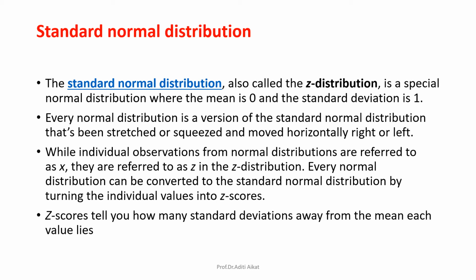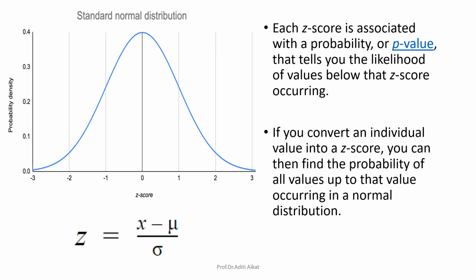While individual observations from normal distributions are referred to as X, here they are referred to as Z in the Z distribution. Every normal distribution can be converted into the standard normal distribution by turning the individual values into Z scores. So instead of the sample means, we are plotting the respective Z scores. And the Z score tells you how many standard deviations away from the mean each value lies.